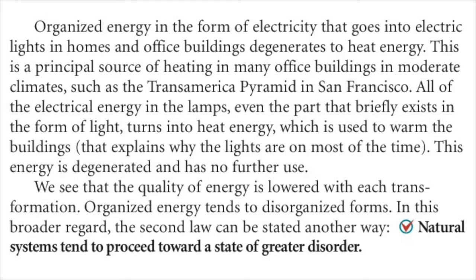Organized energy in the form of electricity that goes into electric lights in homes and office buildings degenerates to heat energy. This is a principal source of heating in many office buildings in moderate climates, such as the Trans-America Pyramid in San Francisco. All of the electric energy in the lamps, even the part that briefly exists in the form of light, turns into heat energy, which is used to warm the buildings. That explains why the lights are on most of the time. This energy is degenerated and has no further use.